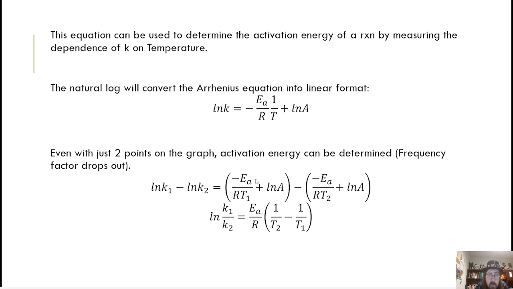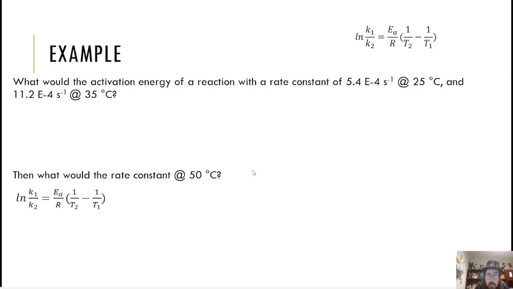So, with that in mind, you can do this. Just remember, temperature needs to be in Kelvin. So looking at these two problems, what would the activation energy be?